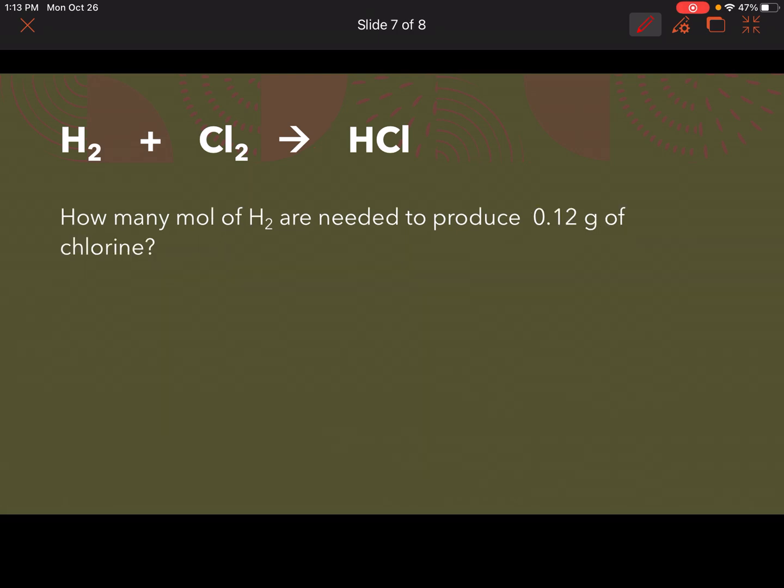Now we're going to add another step in here, so I'm going to rebalance that. Now, how many moles of H2, so moles of H2 is what I'm looking for, are needed to produce 0. Oh, you know what, I messed this up. Are needed to react with, change that. React with 0.12 grams of chlorine. So I've got 0.12 grams of chlorine.